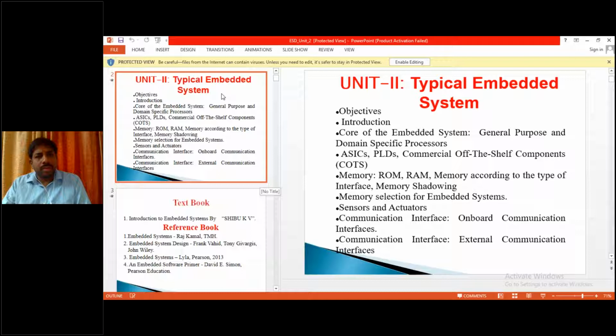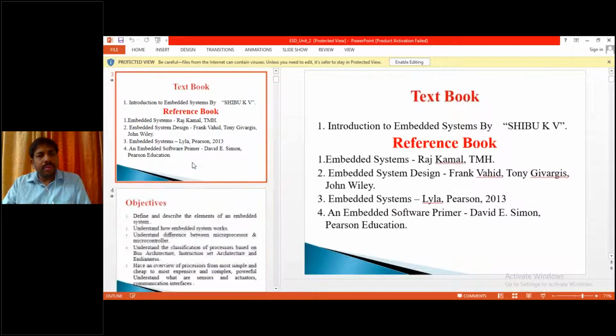Unit 2 is typical embedded system, in which first is objectives, introduction, core of the embedded system, general purpose and domain specific processors, ASICs, PLDs, commercial off-the-shelf components. Under memory, it is ROM, RAM, memory according to the type of interface, memory shadowing, and memory selection for embedded systems. See, our topic is sensors and actuators. So communication interface is onboard and external. See, and the textbook is Introduction to Embedded System by Shibu KB.